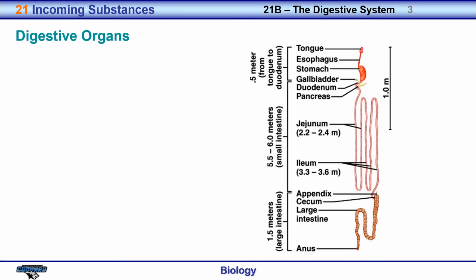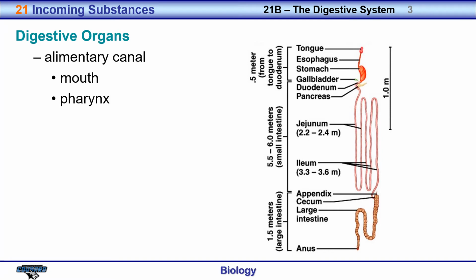The digestion organs, or the organs that make up the digestive system, can be just divided kind of into two groups. We have what's called the alimentary canal, and that is made up of the mouth and the pharynx, the esophagus, the stomach, the small intestine, and the large intestine. So that makes up the alimentary canal.